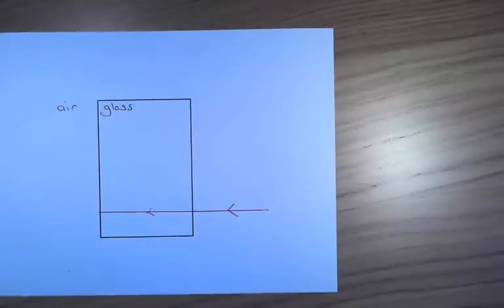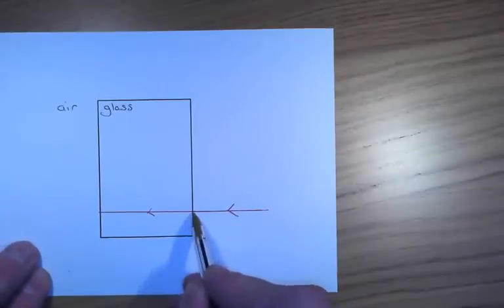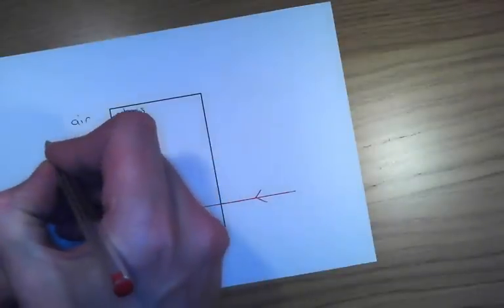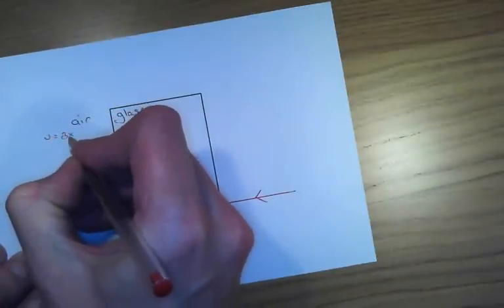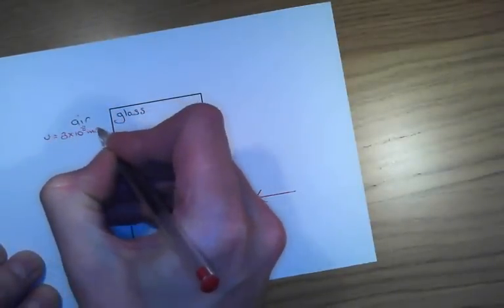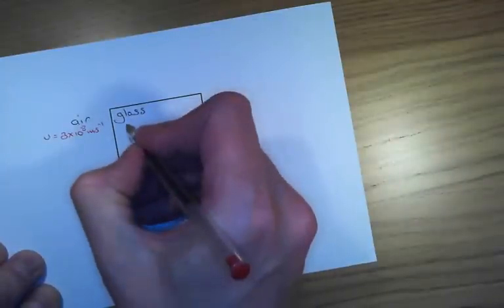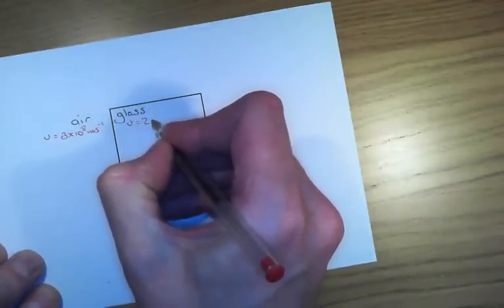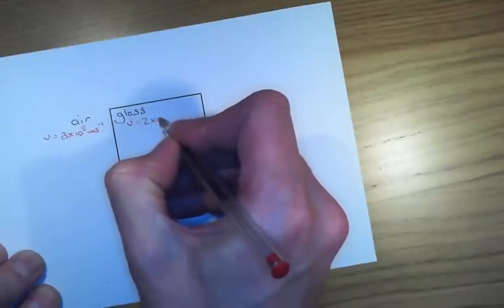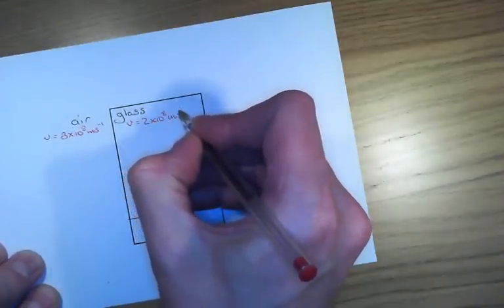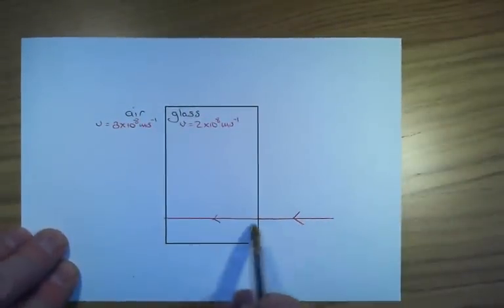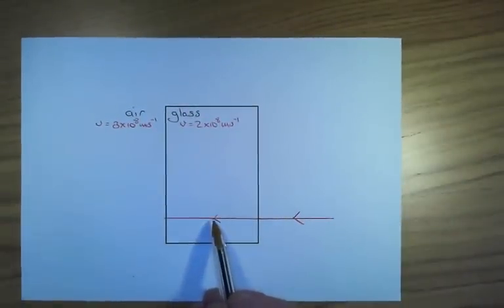It's still refracting, because what's actually happening is that the light in air is travelling at 3 times 10 to the power of 8. So v in air is equal to 3 times 10 to the power of 8 meters per second, and when it's in the glass, the speed of light slows down. Now you'll see this in the data sheet at the start, 2 times 10 to the power of 8 meters per second. So the speed is changing, and this is actually refracting, but it's not bending.